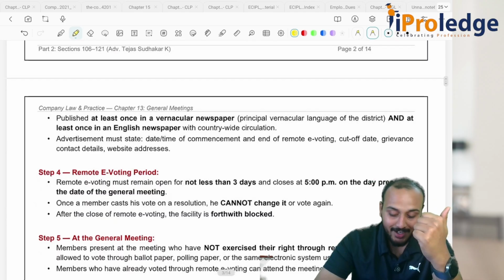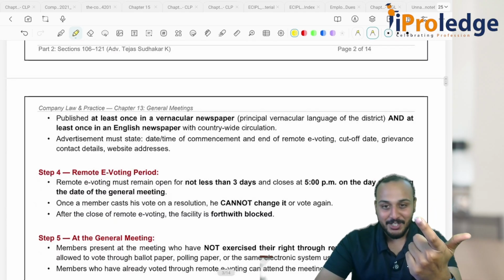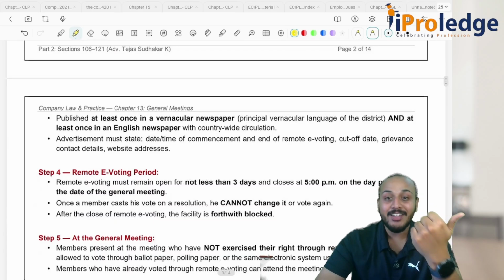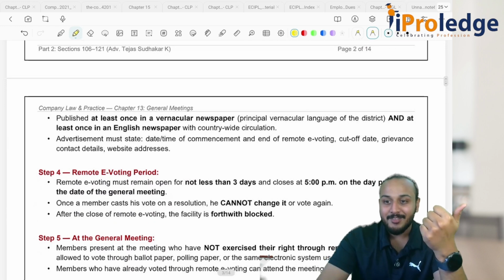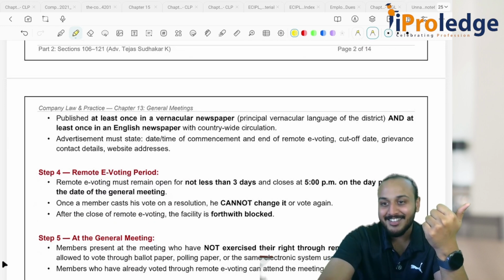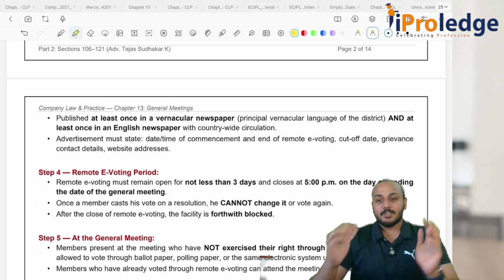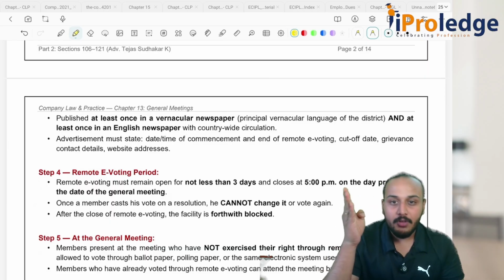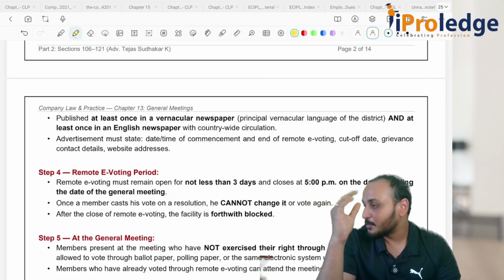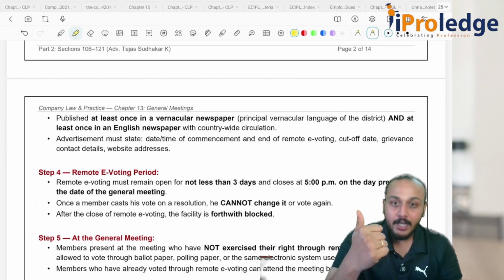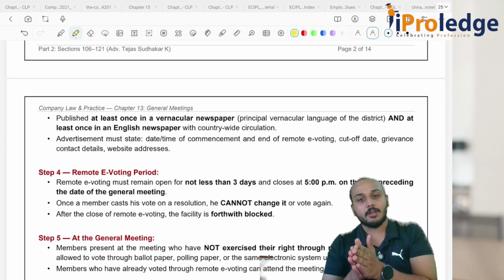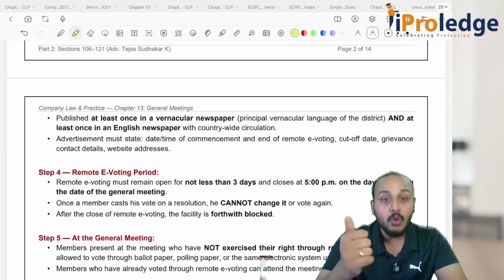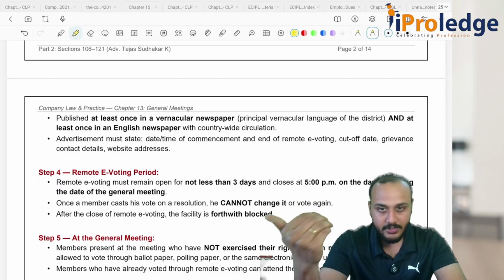And what is the difference between e-voting and poll? Sorry, what was the difference between postal ballot and poll? In a poll, you will have to physically attend the general meeting, whereas in e-voting and postal ballot, it is not mandatory for you to attend the general meeting physically.